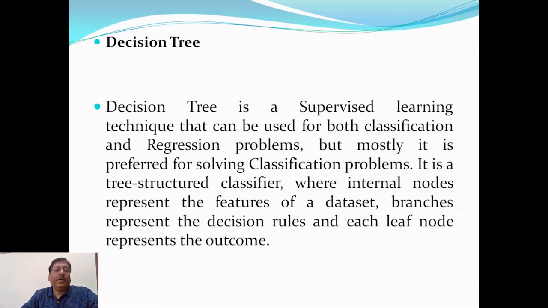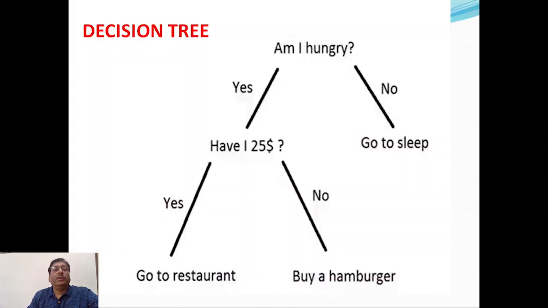So it is a tree structured classifier wherein you will find the nodes. We can call them internal nodes, and internal nodes represent the features of the data set. The branches represent the decision rules, and the leaf node, which is at the end, represents the outcome and so on.